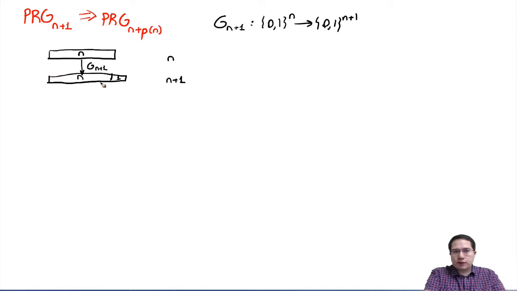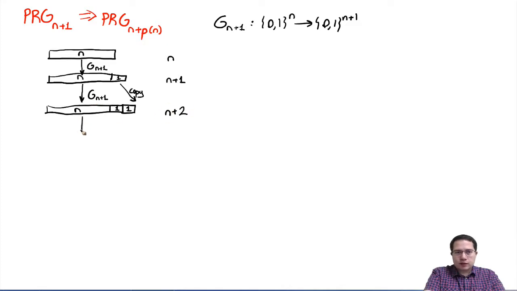Now we will take the first n bits of this and run G_{n+1} again. What is it going to output? It will again output n plus 1 bits. So n bits here, 1 bit here. And then we will copy this 1 bit here. So essentially now we have n plus 2 bits after running G_{n+1} twice.